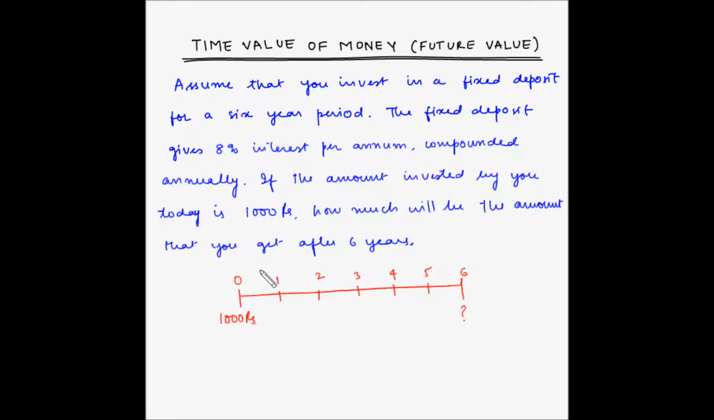Now the interest is given to us as 8% per annum, and the amount is being compounded annually. So what that means is that at the end of each year, the principal at the beginning of that year is added to the interest accrued during that year, and then that amount becomes the principal for the next year. So for the first year, the principal is 1000 rupees and 8% is being calculated on 1000 rupees.